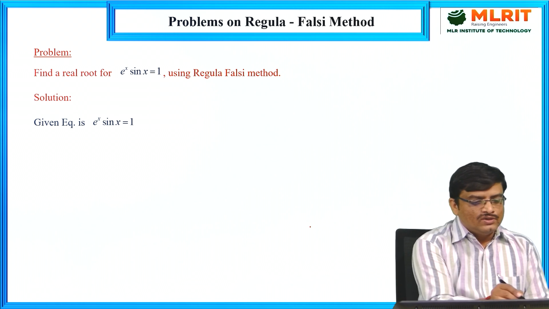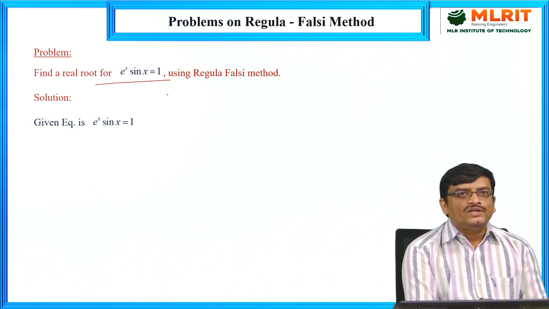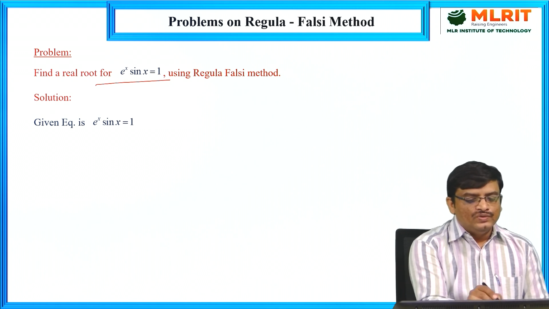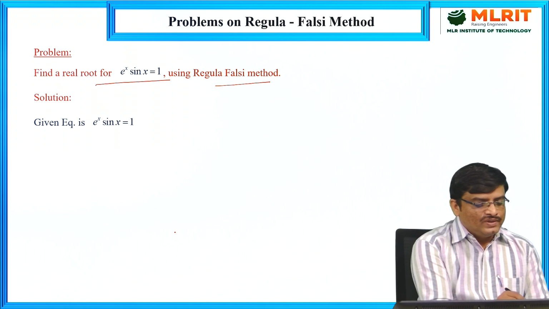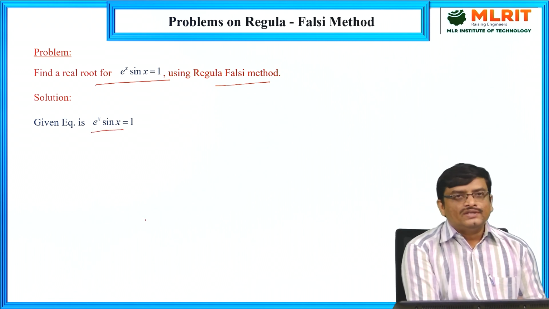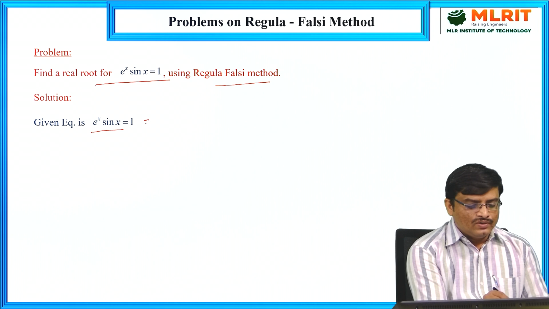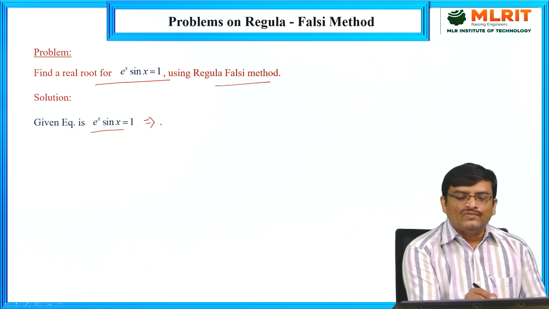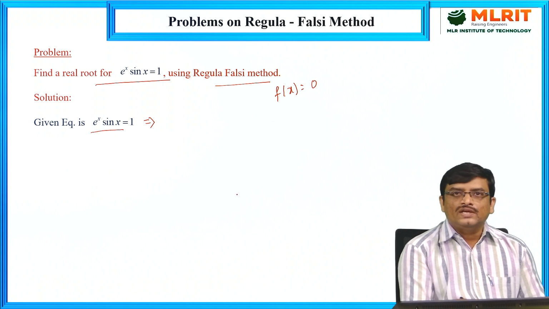So now this is our problem: find a real root for the equation e power x into sin x is equal to 1 using the Regula Falsi method. This is our equation, e^x sin x = 1. Now here, this is not our standard form. Our standard form is f(x) = 0. On the RHS we have to get 0.